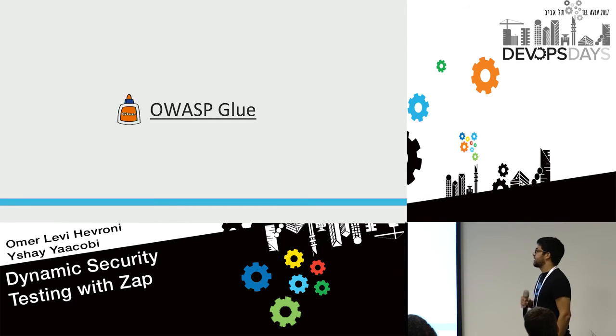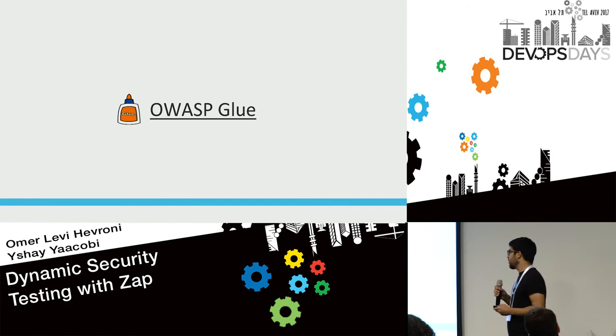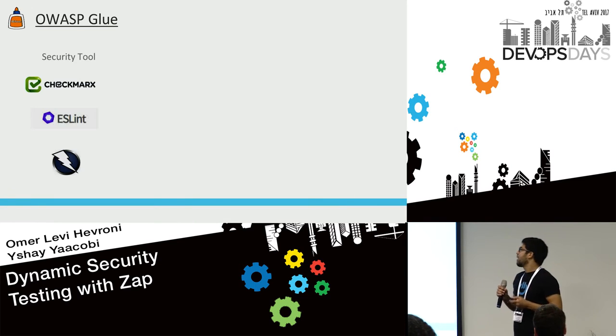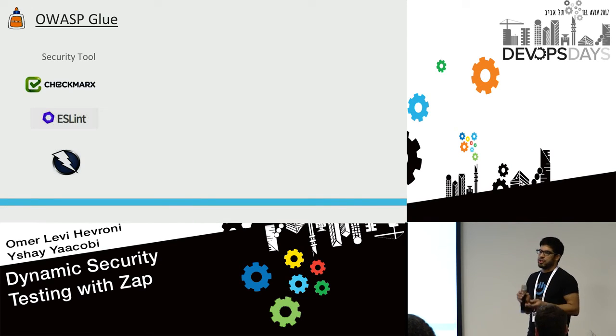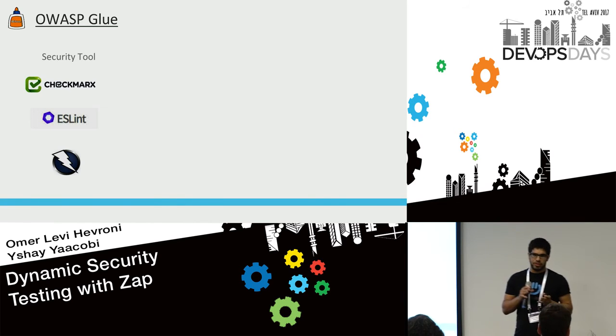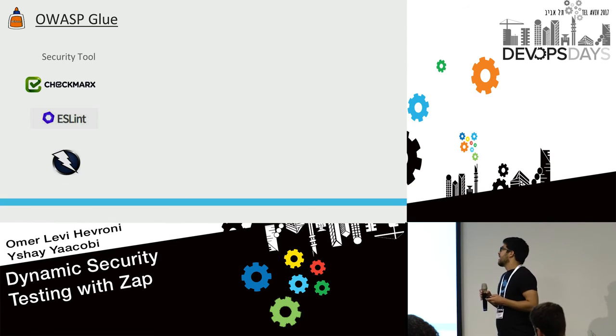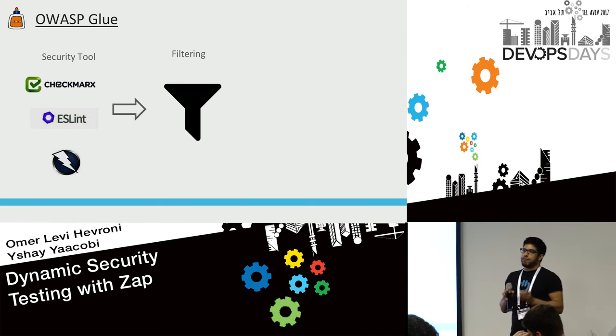We are going to use an additional OWASP tool that is called Glue. And Glue, like its name implies, is designed to glue security tools to your CI. It supports various security tools. I mentioned there's three of them, static analysis tools and ZAP used here, but it supports additional tools. It provides us with a uniform way to filter all the issues and alerts from the various security tools.